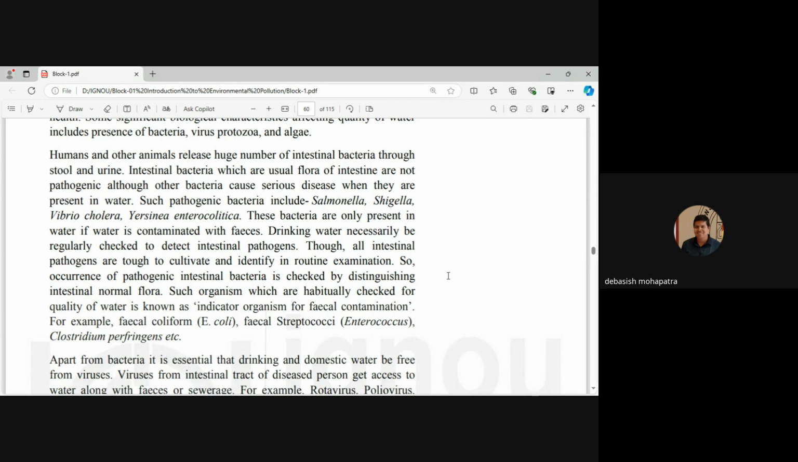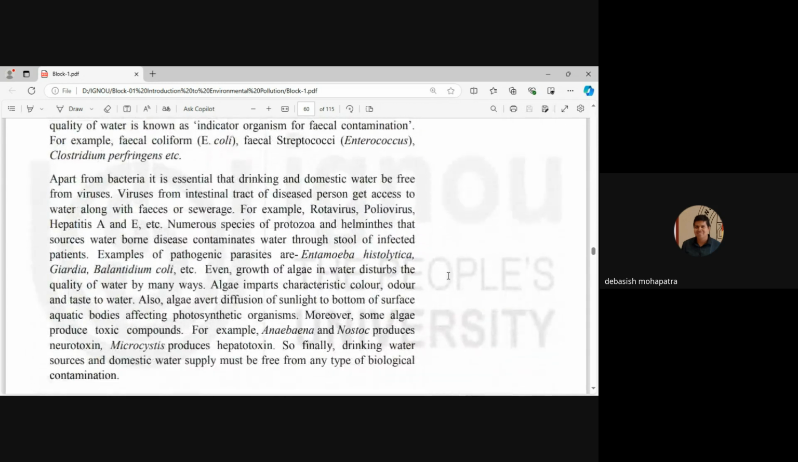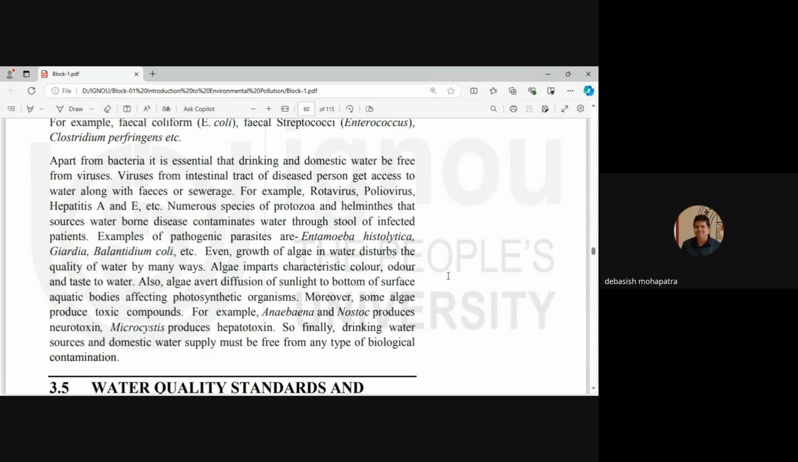Apart from bacteria, it is essential that drinking and domestic water be free from viruses. Viruses from the intestinal tracts of a diseased person get access to the water along with feces and sewage. For example, rotavirus, poliovirus, hepatitis A and E, etc.